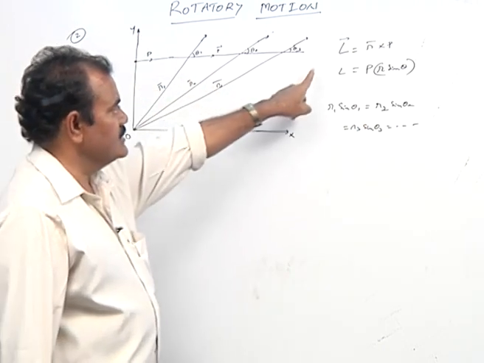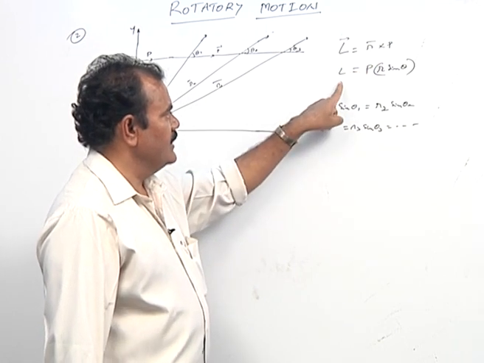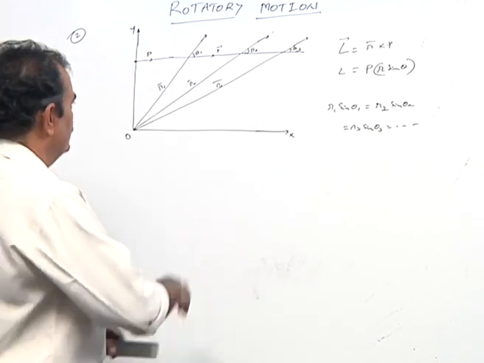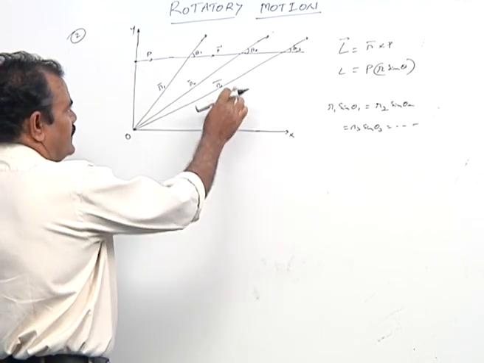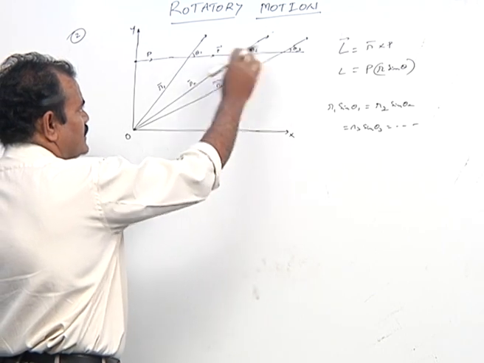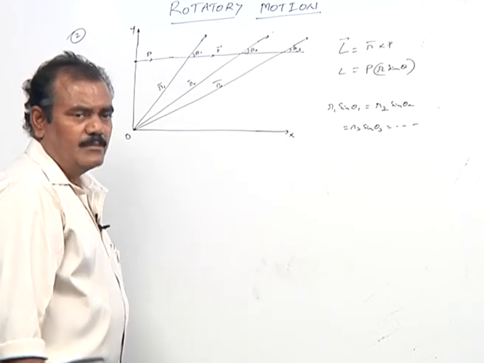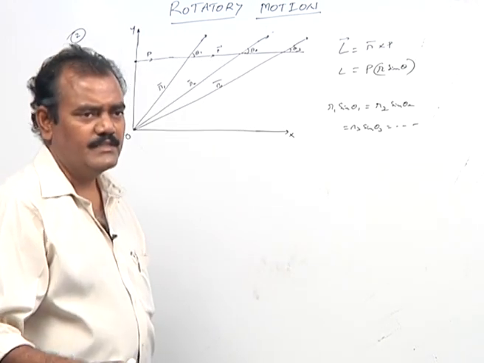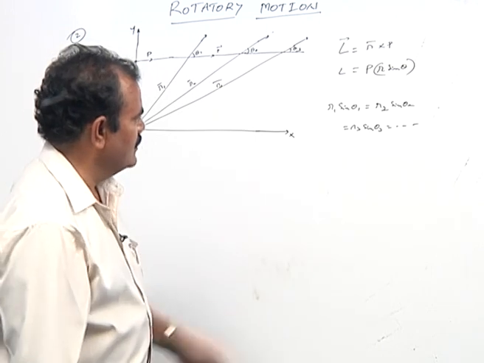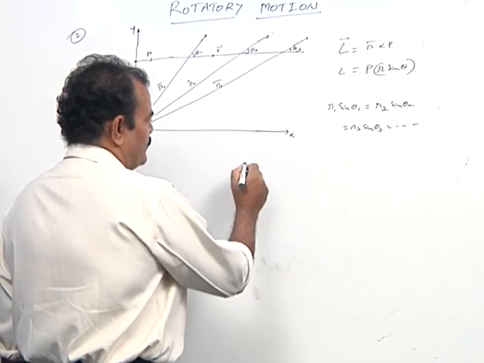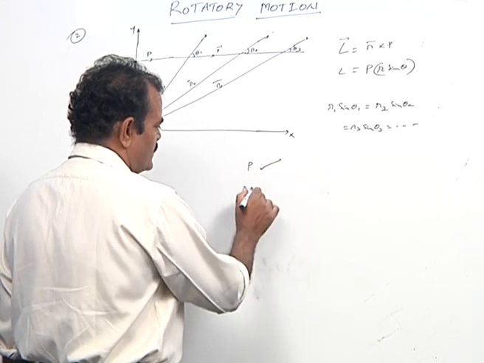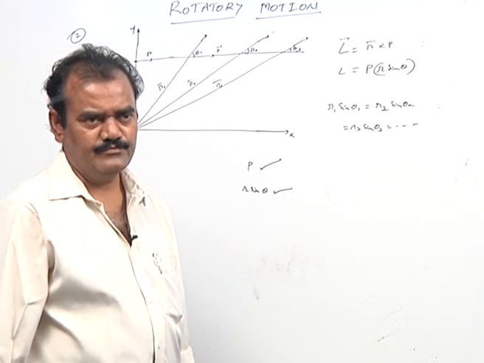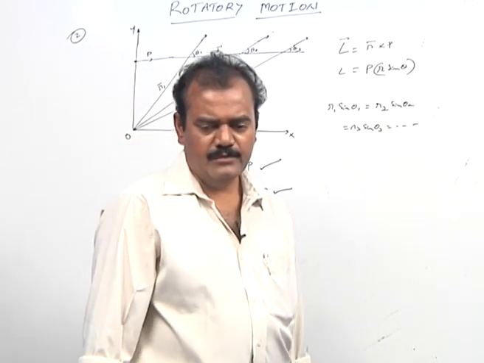So L bar is equal to R bar cross P bar, and L is equal to P R sin theta. Here R1 is increasing, at the same time theta is decreasing, and the product of R and sin theta remains unchanged, maintained constant. Now what is the conclusion? Here P is already constant and R sin theta is also constant, that's why the angular momentum remains unchanged. So that is the point here. The angular momentum remains unchanged.